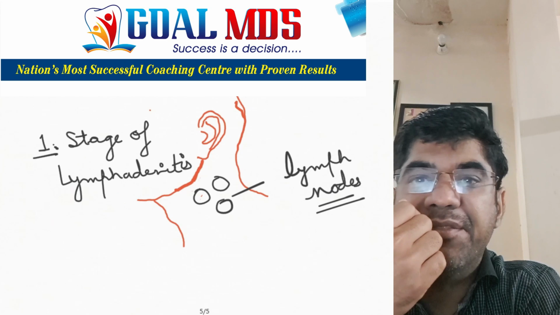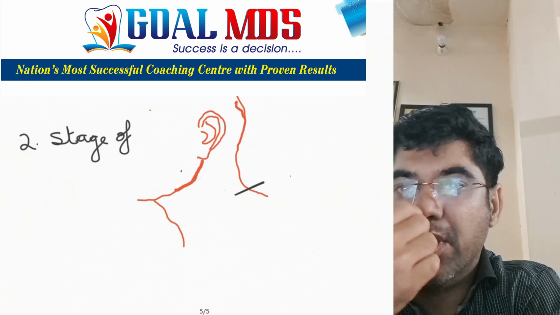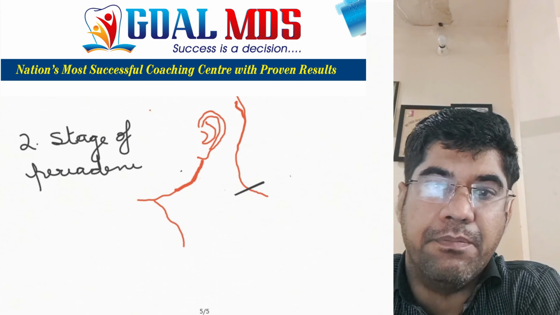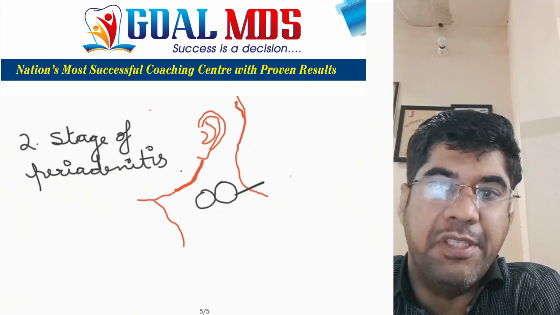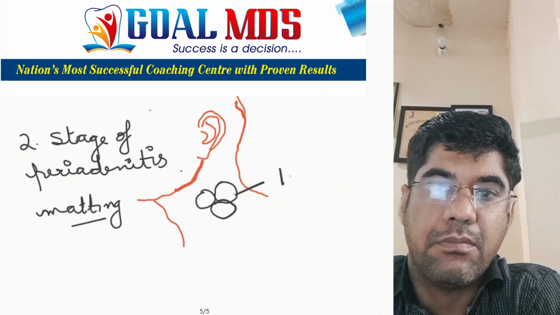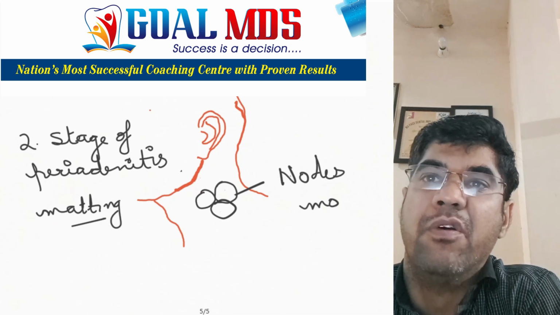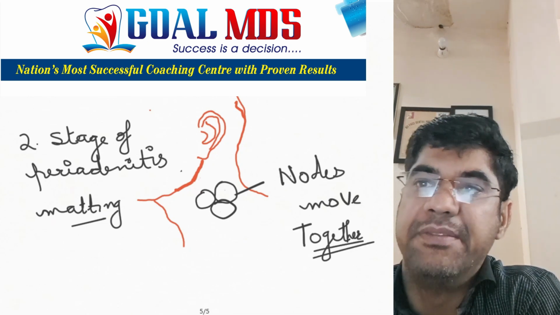The second stage is the stage of periadenitis or stage of matting. The lymph nodes move together. It results due to the involvement of the capsule. So the lymph nodes here would move together and result in matting.